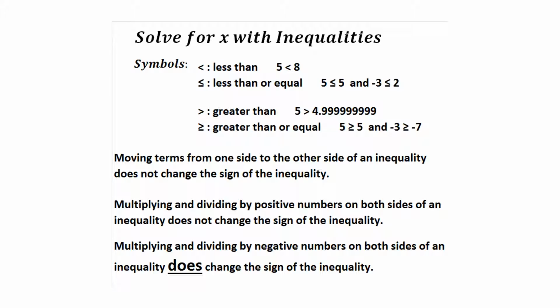Now, as we did with solving for x with equalities, moving terms from one side to the other side of an inequality does not change the sign of the inequality. When you move terms from one side to the other side, you do change the sign of the terms, but you do not change the sign of the inequality. The same applies for multiplying and dividing by positive numbers on both sides of an inequality. It does not change the sign of the inequality. So, if you wanted to multiply both sides of an inequality by 3, it's positive. You're not going to change the sign of the inequality.